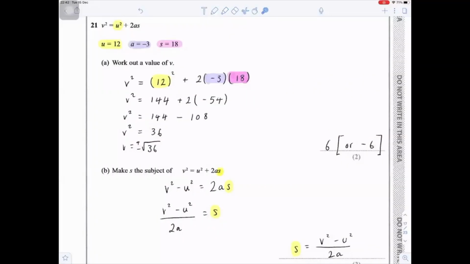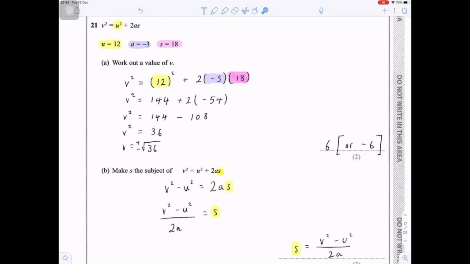Question number 21. V squared is equal to U squared plus 2AS. And V stands for the final velocity, U for the initial velocity, A for acceleration, and S for displacement. So they're giving you the value for U as 12, A is minus 3, and S is 18. The minus means it's a deceleration. It's slowing down. Work out the value of V.